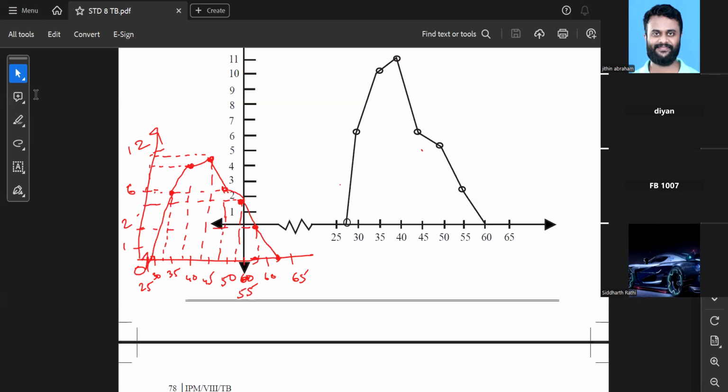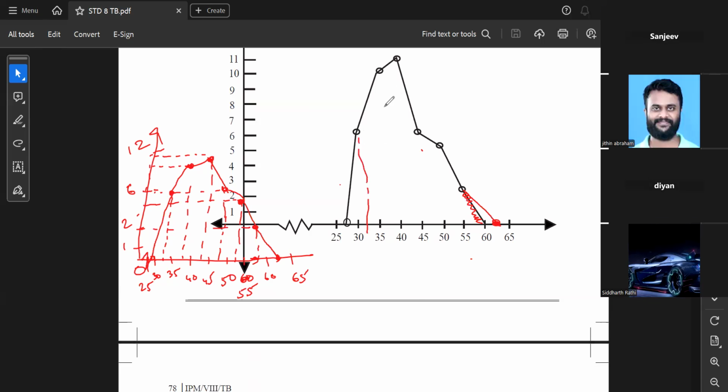Now, in this graph, what mistake they have made is that till 60 you have the data, right? Till 60 you have the data. They should have joined this point over here. So this would have been like this. This was the mistake. The rest is correct because this is corresponding to the midpoint of this, this is corresponding to the midpoint of this.